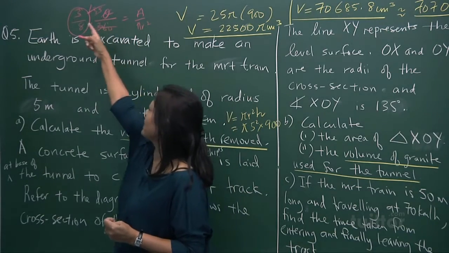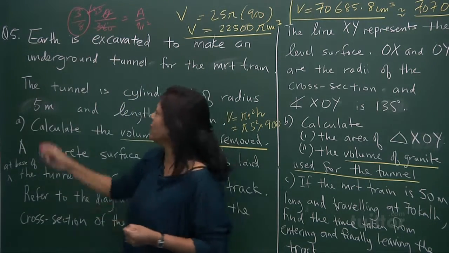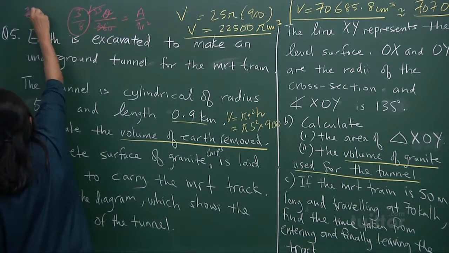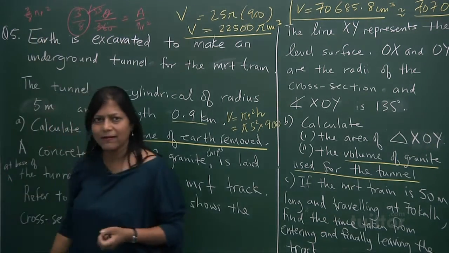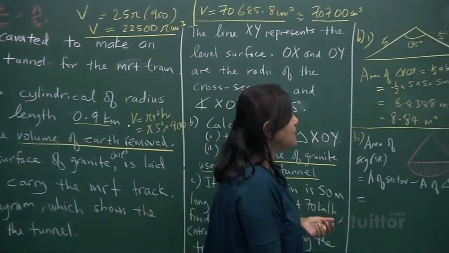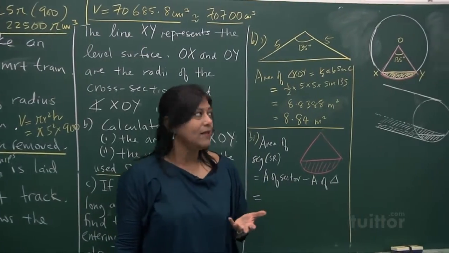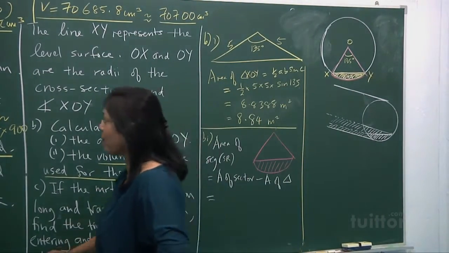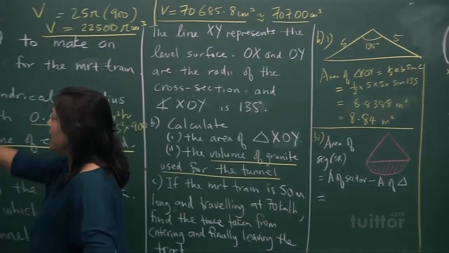The pi r squared you can bring up. So you get the area of sector equals 3/8 of pi r squared. Are you all clear now? And the r here is given to be 5. So if I look at it, as I said, 3/8 of pi r squared, your r here is 5.